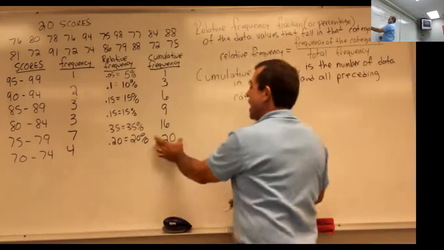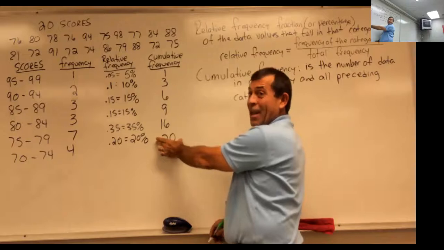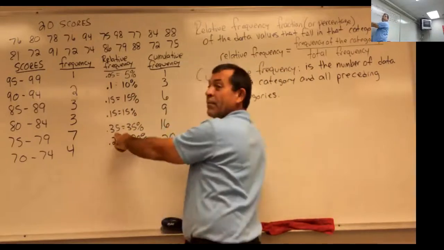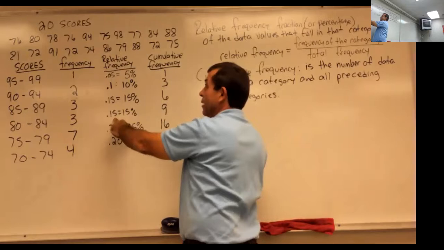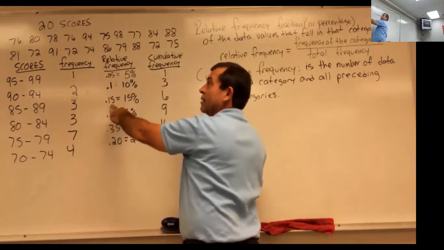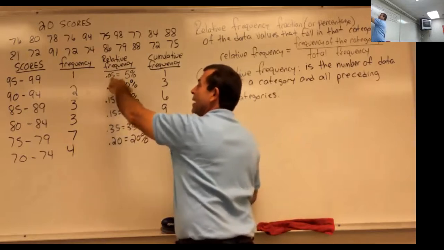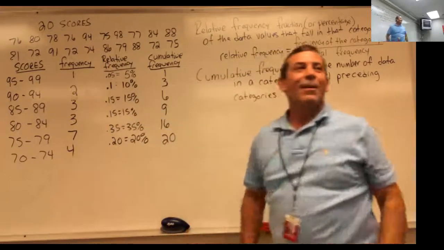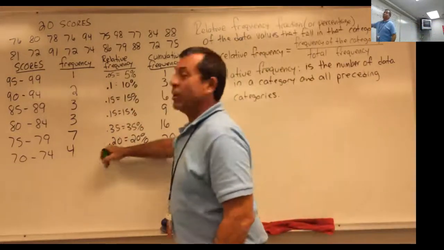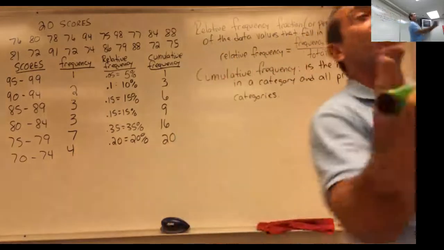So this cannot be higher than how many tests you had. And if you add all these percents, 20 plus 35 is 55, plus 15 is 70, 15 is 85, 95, 100. So it's got to equal that 100%. Or if you added all the decimals up, you get 1.0, which is 100%, okay?